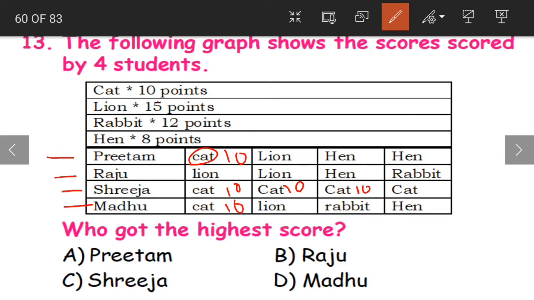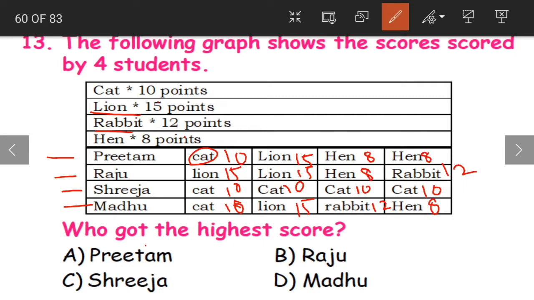Okay. So 10 and 10. Next, what does lion mean? 15 points. So 15, 15, 15 and 15. Understood, children? Now what does rabbit mean? 12 points. 12. Now hen means 8 points. 8, 8, 8 and 8.